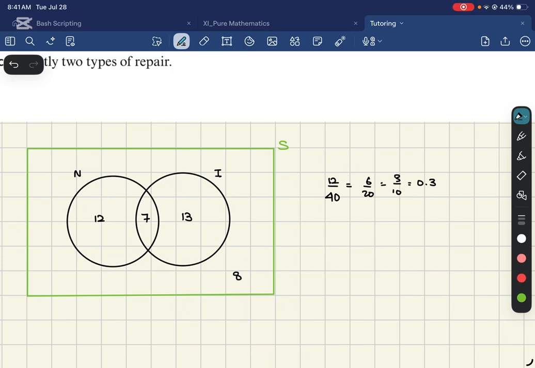You only know one: either you only know Nepal or you only know India. You don't know both, so you can add those two probabilities together. The probability that you know the capital of only Nepal is 12 over 40, plus the probability that you know the capital of only India is 13 over 40. So how many students satisfy this? Well, 25 over 40 students.